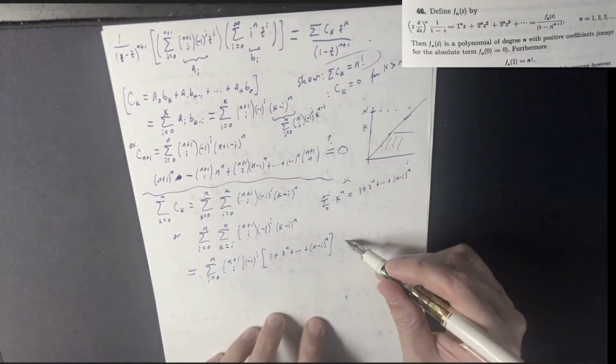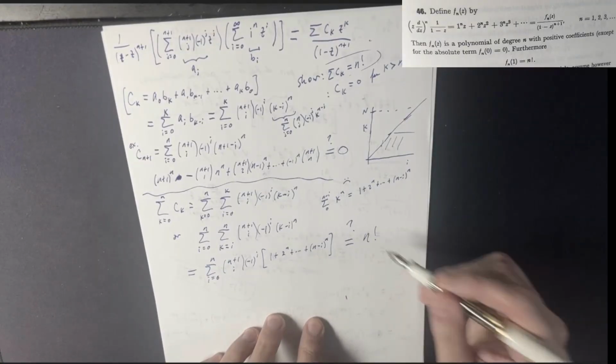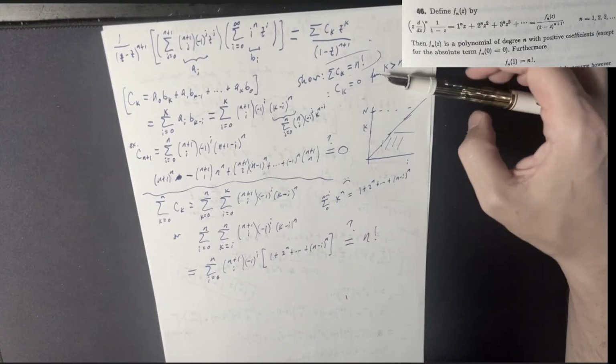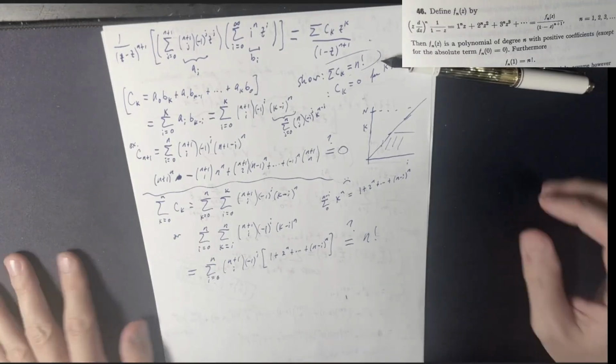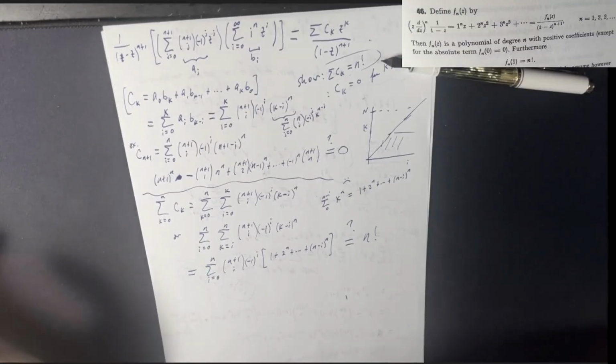And evidently, that's n factorial. Sure it is. Well, all right. This is the wrong way to do it. I give up. I'll read the book. Sometimes you have to admit defeat.